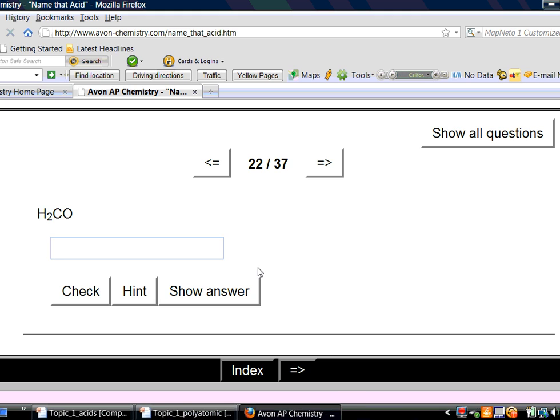H2CO, try to name that one. Hopefully you recognize that this is a few oxygens less than our CO3 carbonate, so we're looking at the polyatomic, actually, hypocarbonite, so we're going to call this hypocarbonous acid.